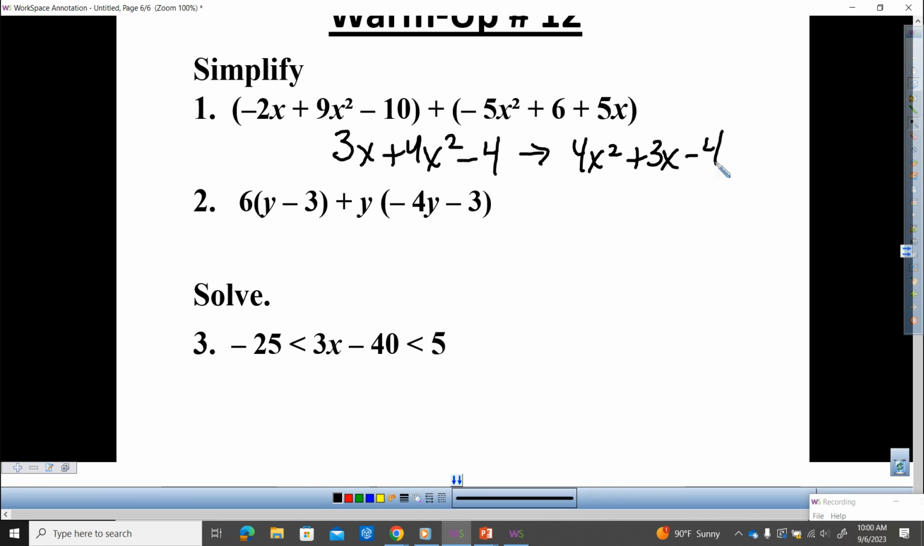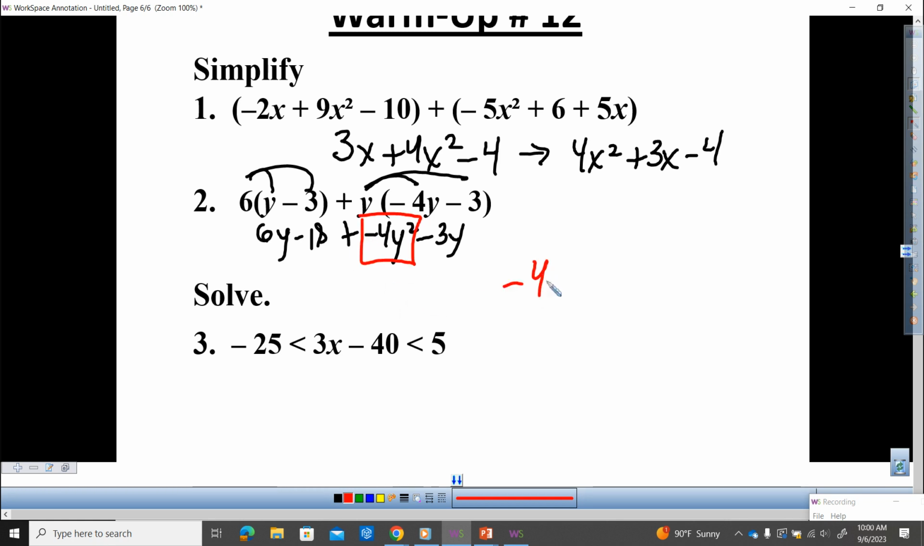All right, so now that we got the practice in, by now you should be able to do that in standard form. Number two. Brianna. So I'm going to distribute the 6. That's 6y minus 18 plus distribute the y. That is negative 4y squared minus 3y. And now I can combine like terms. I'm going to start with the highest degree, which is what? Negative 4y squared.